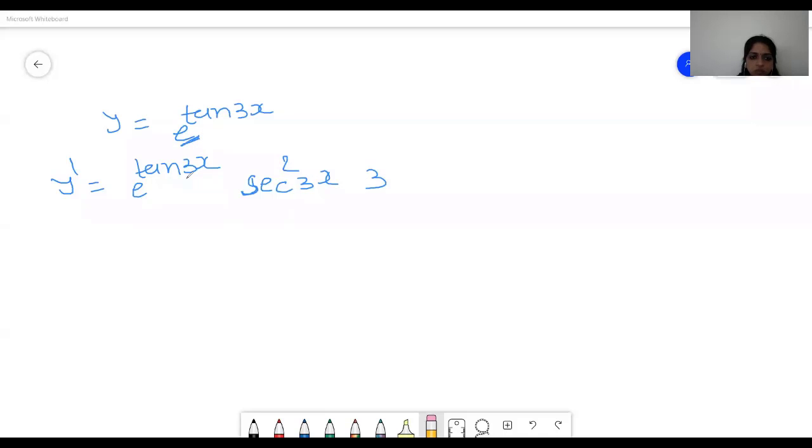See, this is the exponential function, so it is e raised to tan 3x. By applying the chain rule, the derivative of tan 3x: the derivative of tan is sec square, the theta will remain the same, that is 3x. And then again apply the chain rule, d by dx of 3x, that is 3.